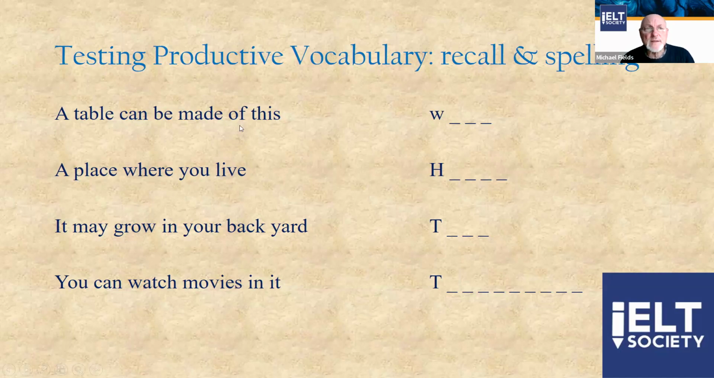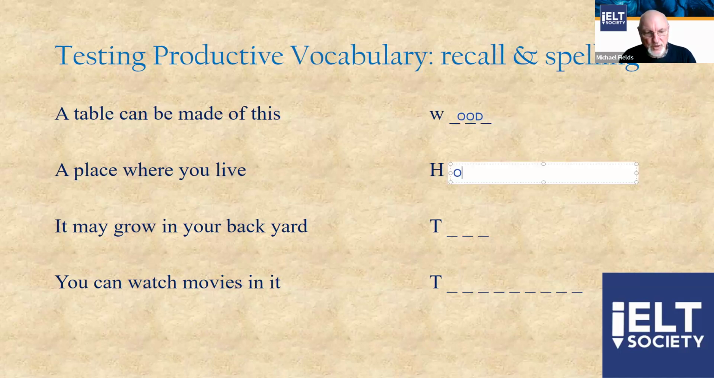Let's look now at productive vocabulary. We're asking students to produce language in this case. In this case, it's sort of a low level. I've seen these sorts of items often used at low levels. I think you could also do it at higher levels. What can a table be made of? Maybe wood. We're just helping them by giving them the first letters. Maybe you don't want to give them the first letter. Maybe you want to give the first and last letter. It depends again on your context.